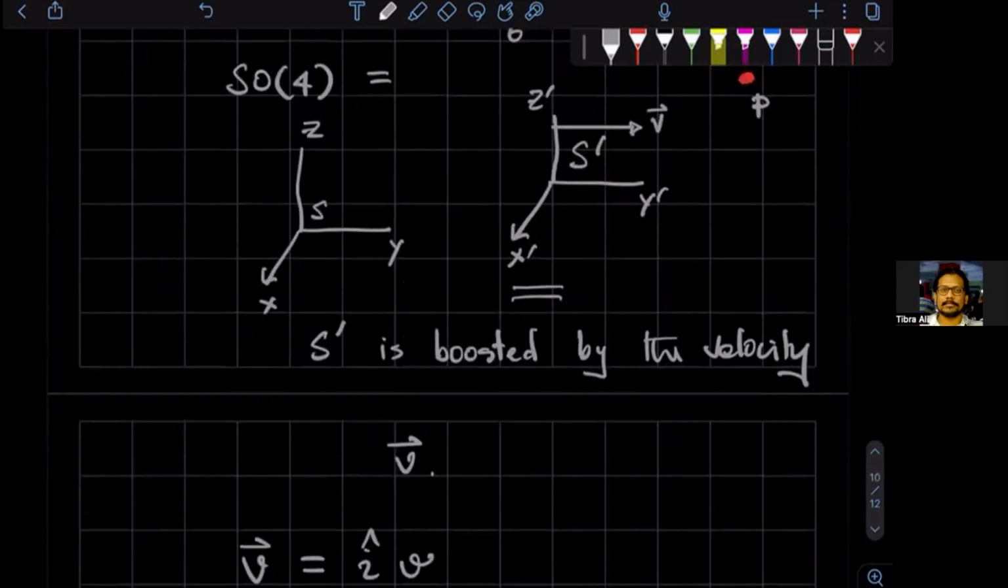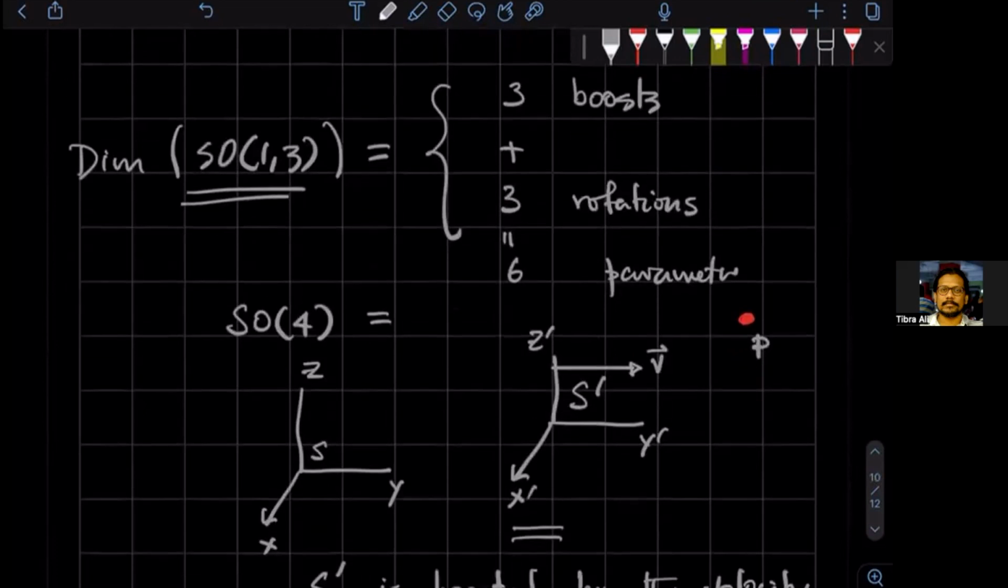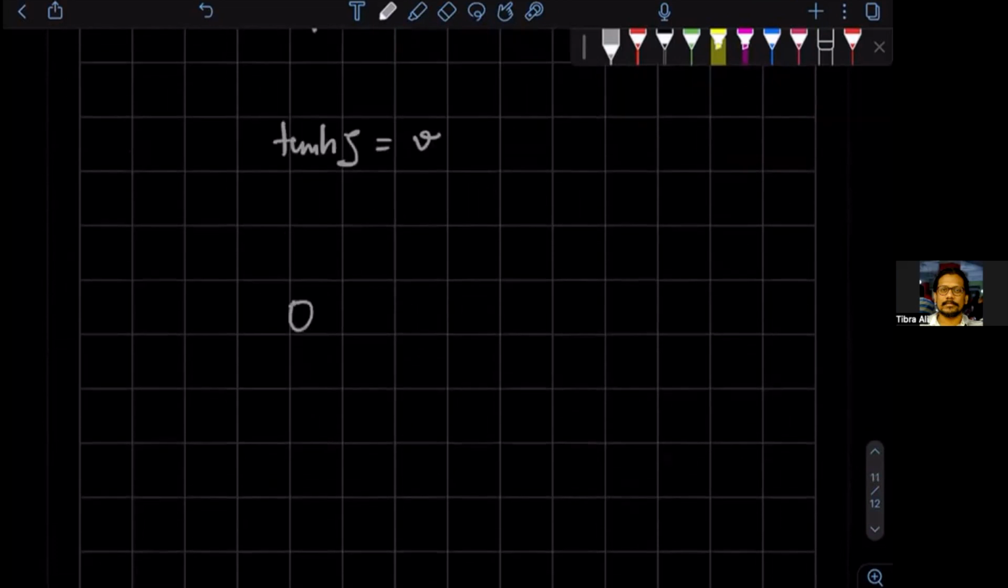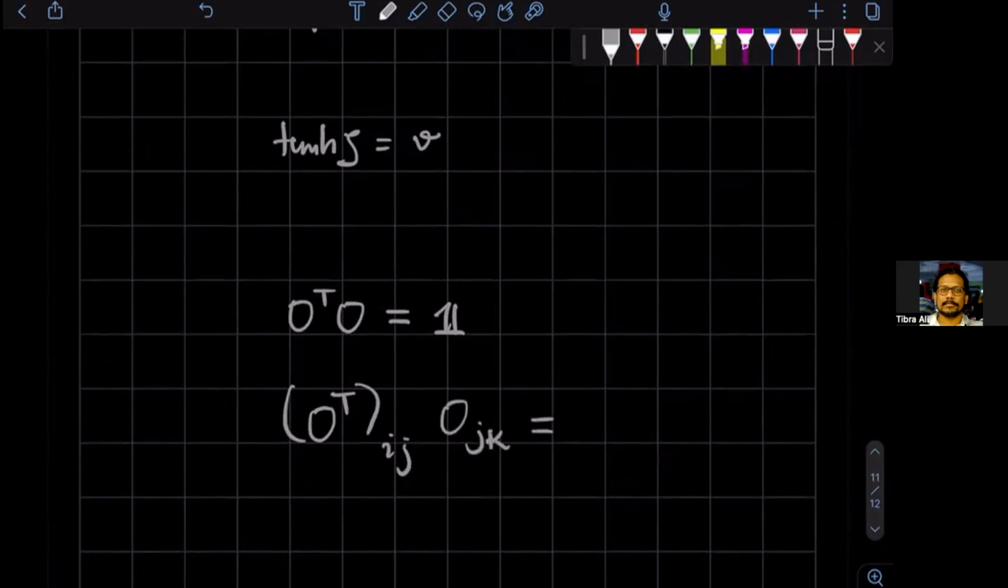All right, so what about SO(4)? SO(4) consists of 4x4 matrices which satisfy this condition. If I write this in terms of indices, it's a matrix multiplication O_ij O_jk is equal to delta_ik, and there's an implicit sum over j, which I'm not going to write. So this is an equation.